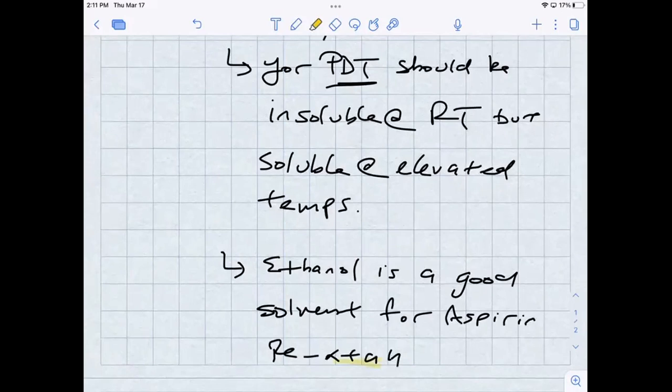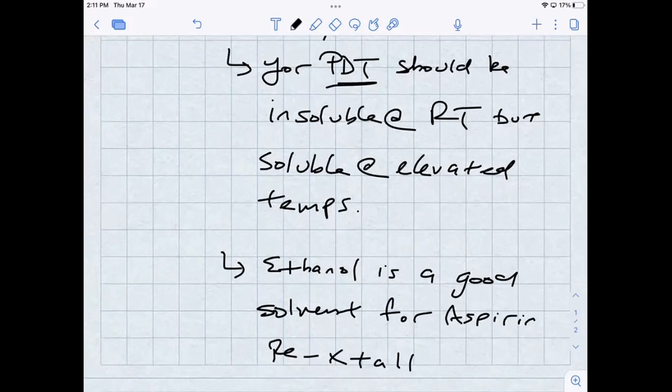And I'm also going to abbreviate recrystallize because that's a lot to write. So you'll see me write it as "recryst", same thing, it's recrystallization.